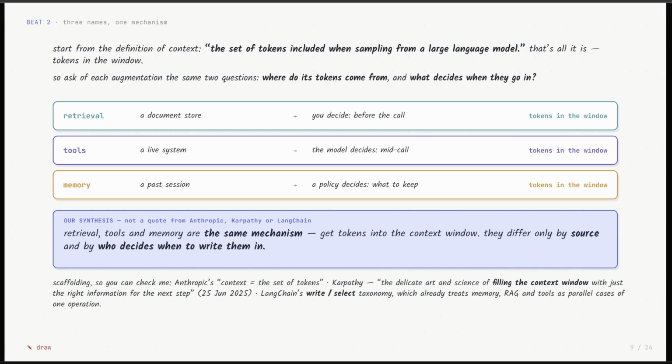And LangChain, for example, they have their taxonomy, which is write context and select context, and they treat memory, RAG, and tools as parallel cases of the same select into the window operation. Nobody states the full reduction. I think it is the right lens. And once you have it, every memory feature and every RAG pipeline you ever meet is the same question wearing a different hat, which is, hey, what's the context? How would you be able to control that context for your LLM calls?